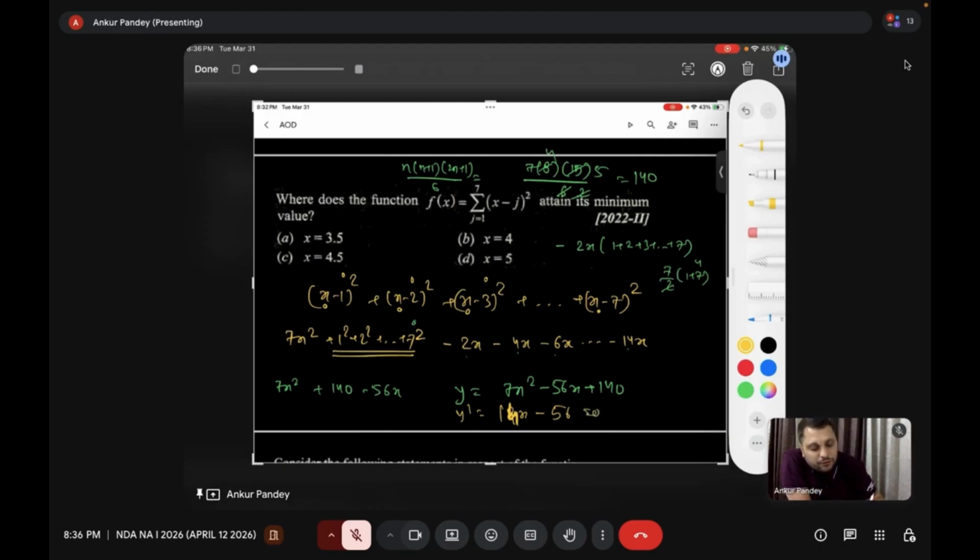If I put it equal to 0 at x equal to 4, I am getting only one critical point. That's a lengthier solution. Fine?